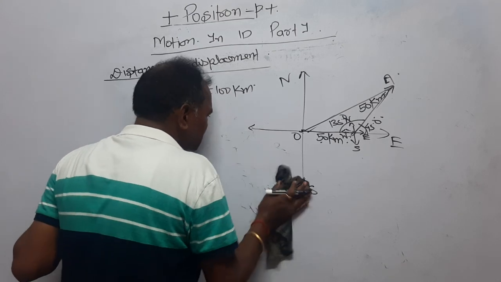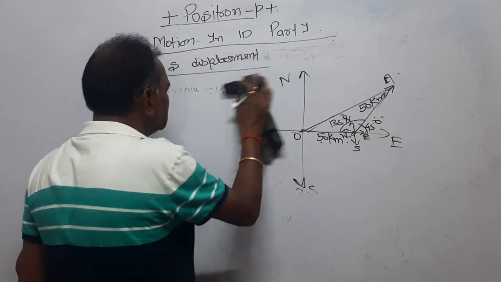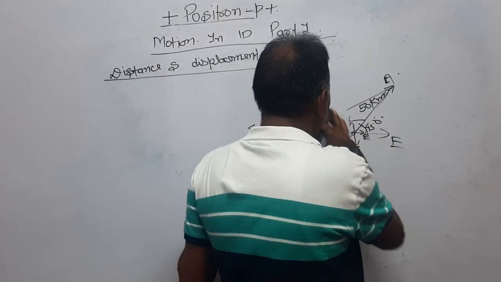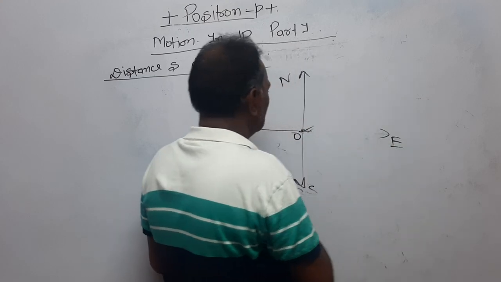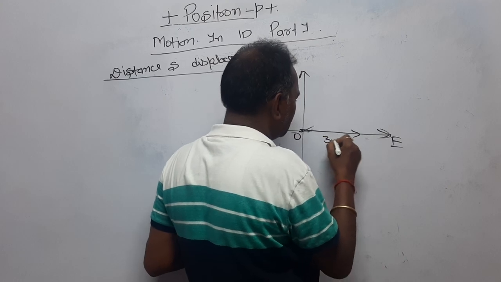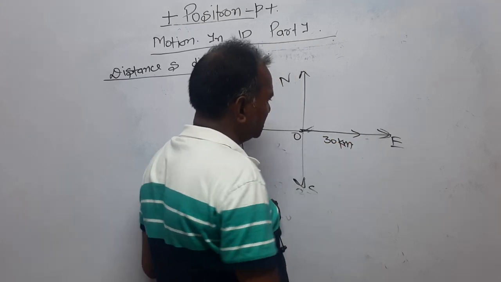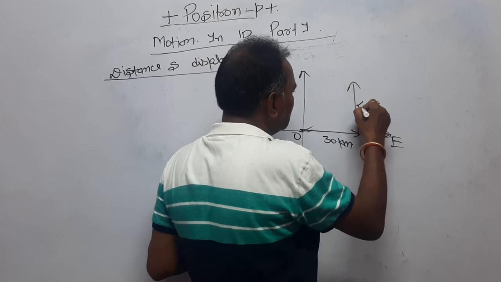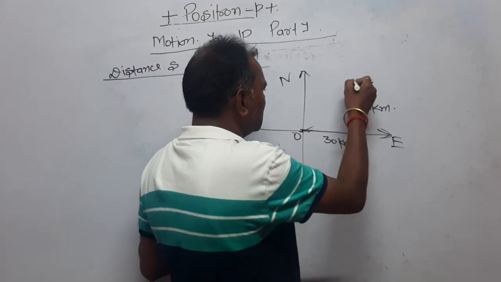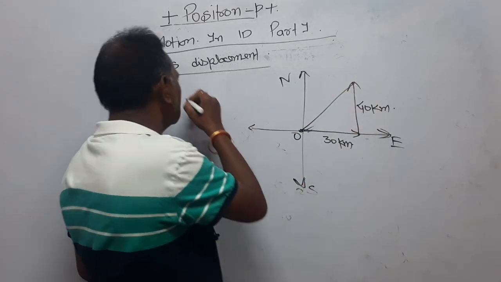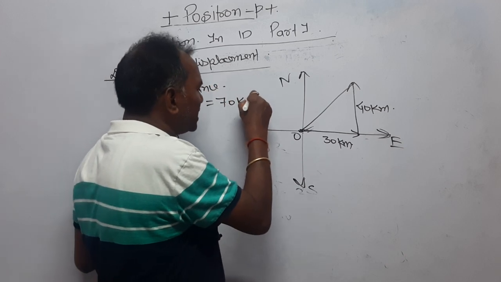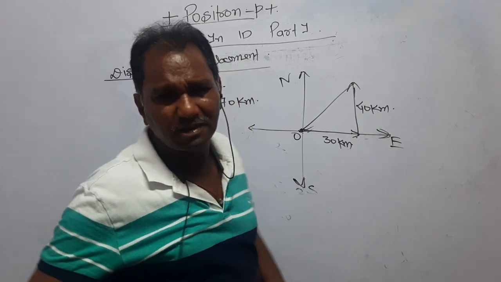DI strength, this is not asked mostly. The questions asked in your examination can simply be solved easily. For example, a body moves 30 kilometer east, then 40 kilometer north. Now displacement will be what? Distance will be, in this case, 70 kilometer. The actual path traveled is 30 plus 40, that is 70 kilometers.